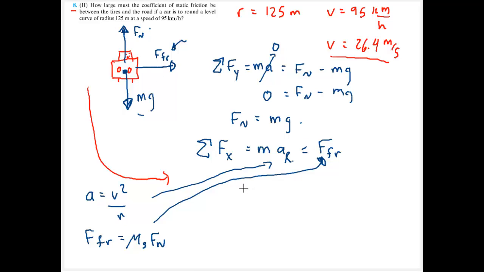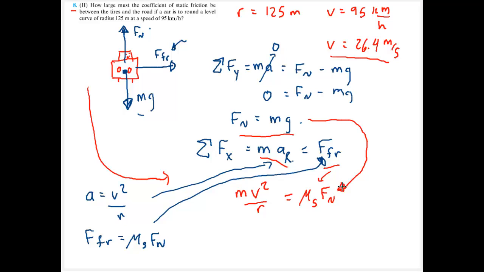I'm going to change the colors here. So here I'm going to have mass times velocity squared divided by the radius. That's this term right here, equal to mu sub s times the normal force. That's this term right here. From the y direction, I know what my normal force is. That's going to be the mass multiplied by the gravity. So mu sub s, mass multiplied by gravity. And I'm looking for the coefficient of static friction here. I'm looking for this guy.